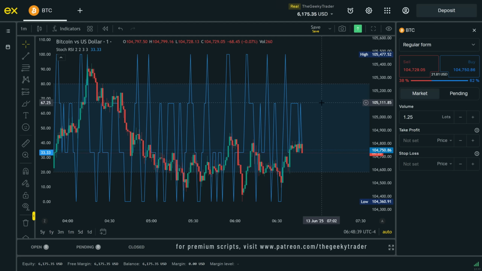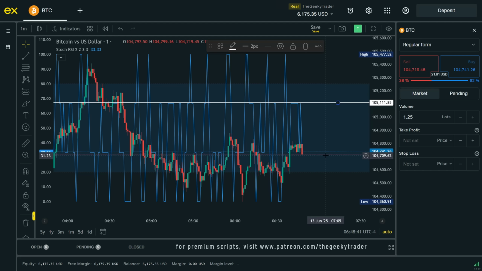For example, right here you can see a clear horizontal pattern forming. The Stochastic RSI is touching the same level multiple times. This is a strong signal that the market respects this level. So let's go ahead and draw a horizontal line at this exact spot. This will be our first key level.